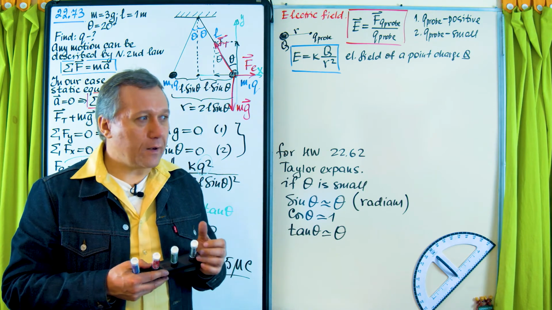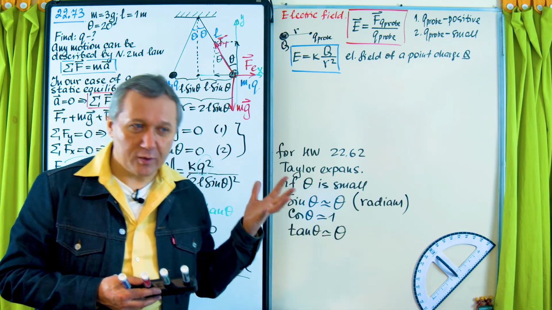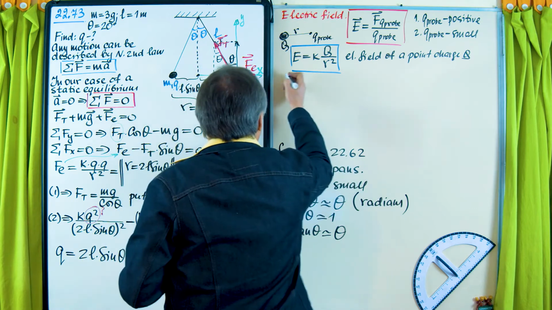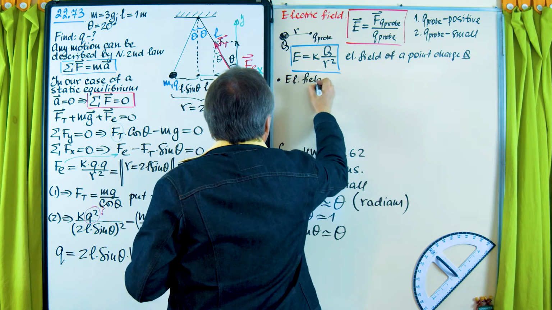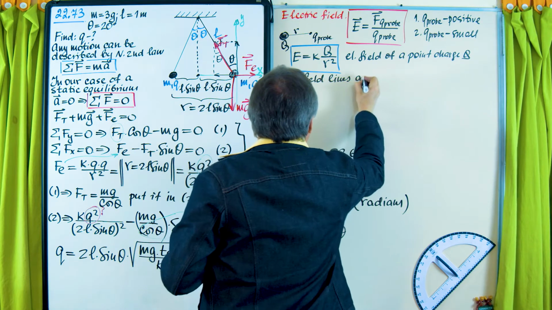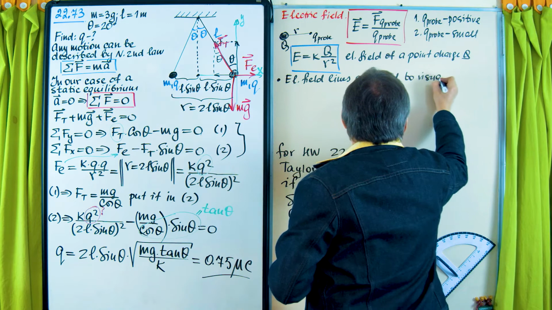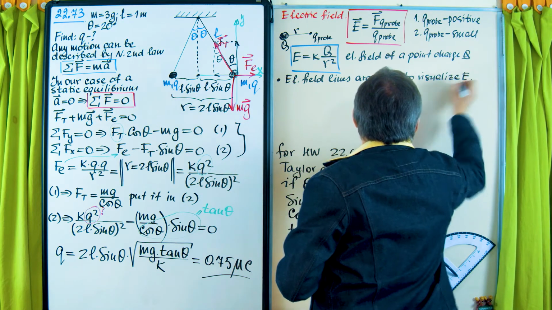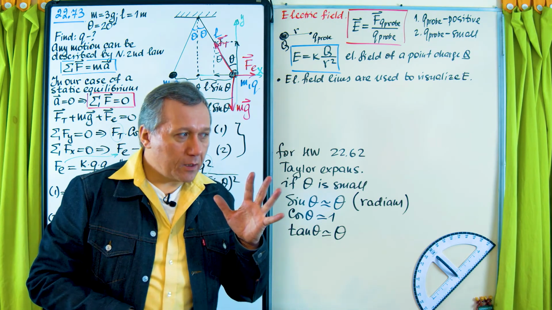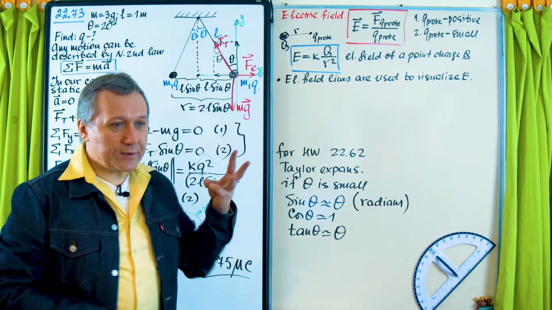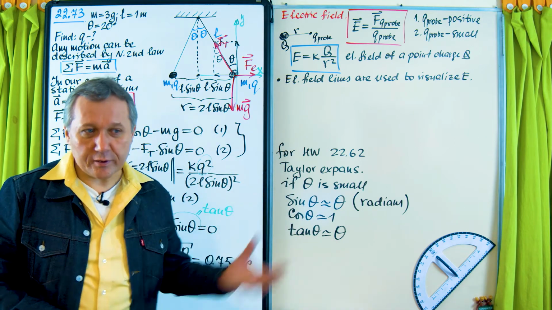And in physics, electric field lines were introduced in order to visualize electric field. Right, so let me write, I will put a small bullet. So electric field lines are used to visualize electric field, to visualize E. Okay, so now let me draw electric field lines only of point charges, positive and negative, because we will need it today.